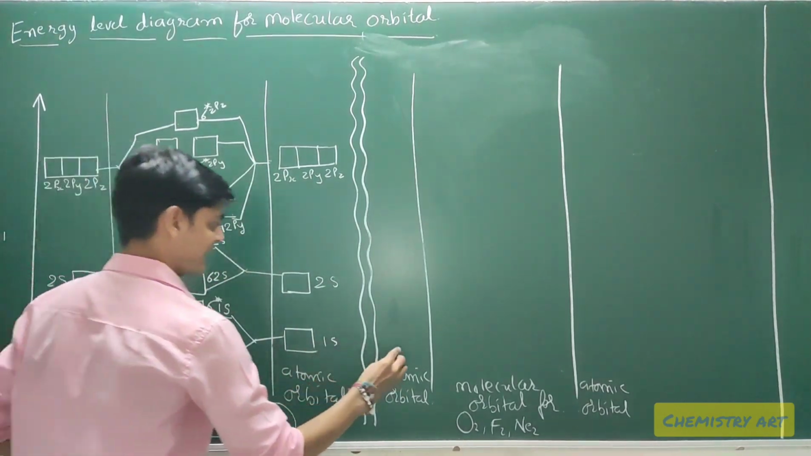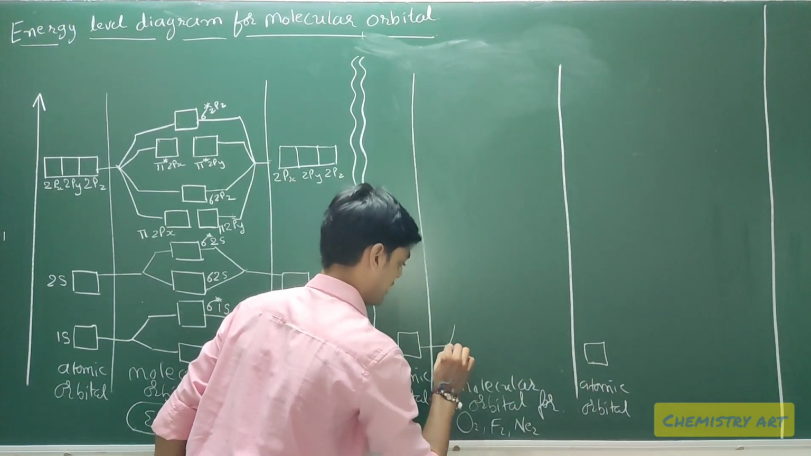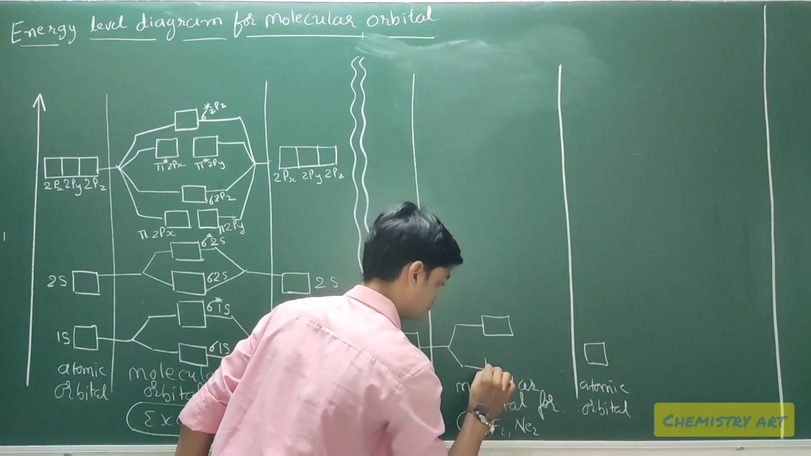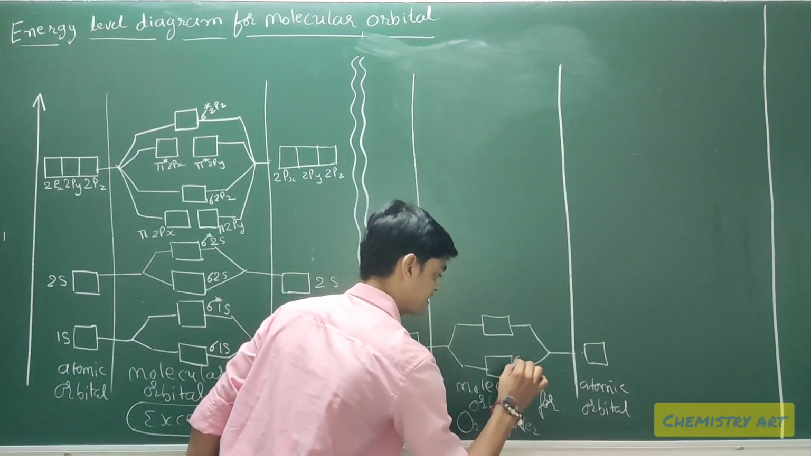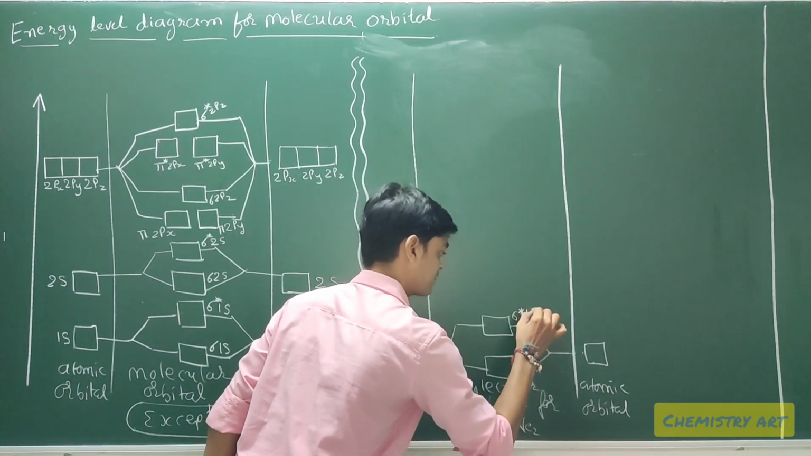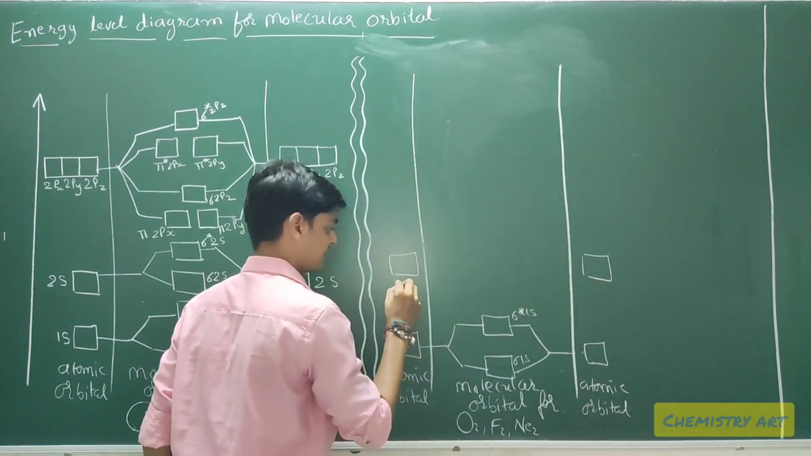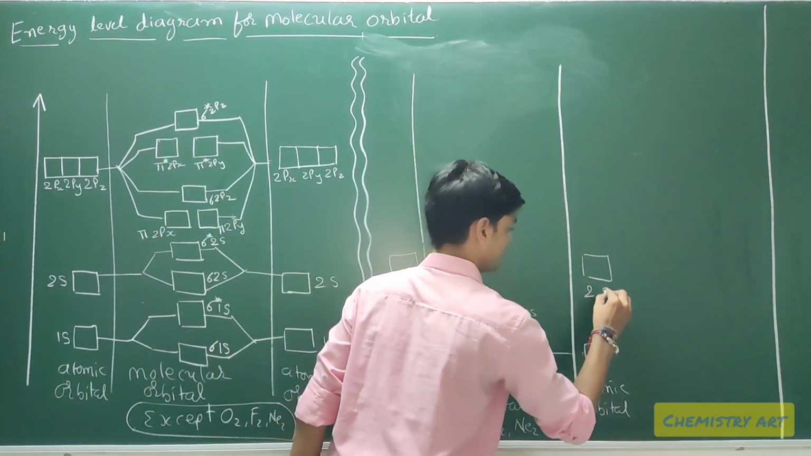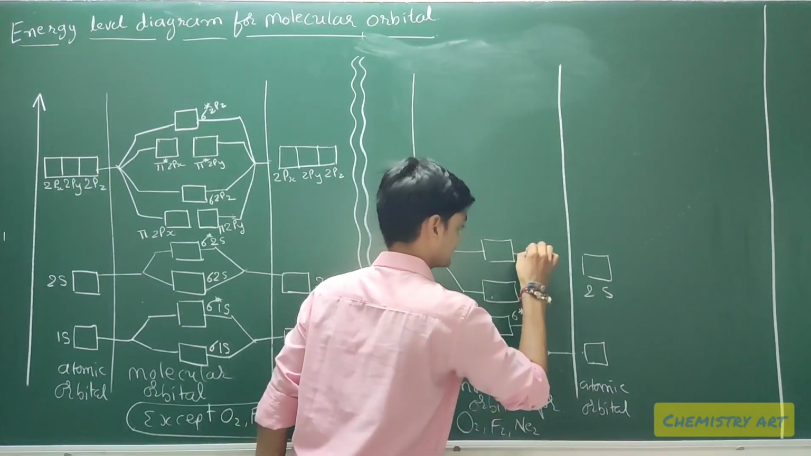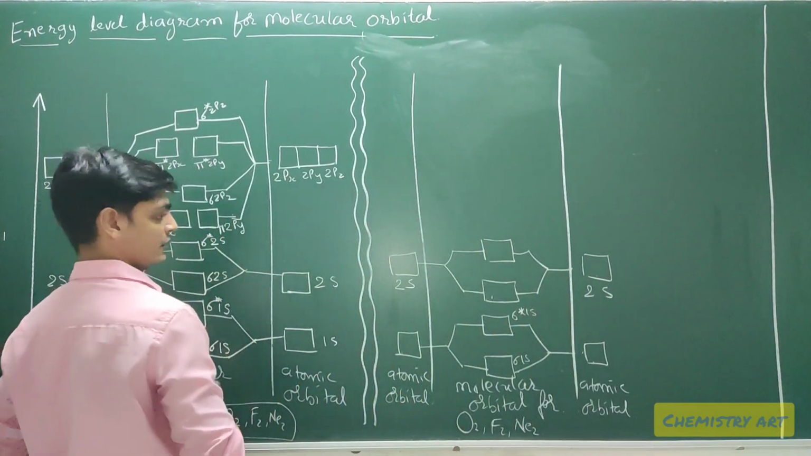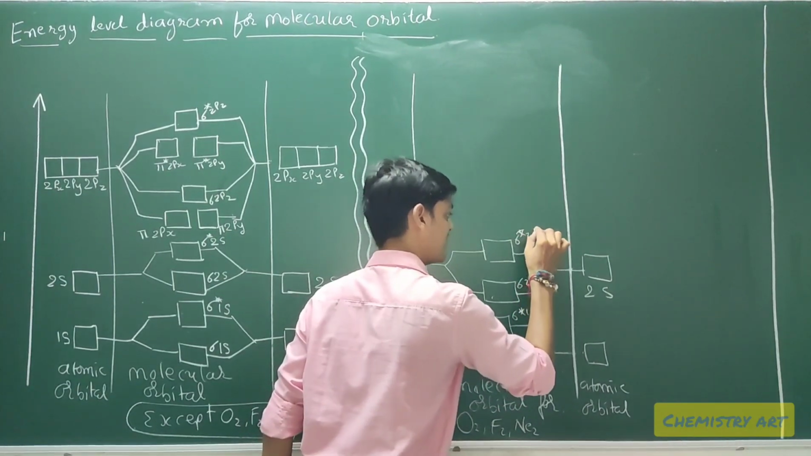First of all, 1s will be the same. Here 1s, here 1s, and you will get two molecular orbitals, out of which this one is sigma 1s and this one is sigma star 1s. Then after this is 2s, which is also the same. Let me write here 2s, and it forms the same as we have here. So 2s forms sigma 2s and sigma star 2s.